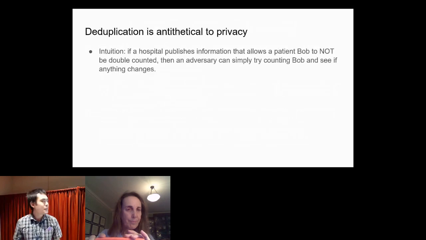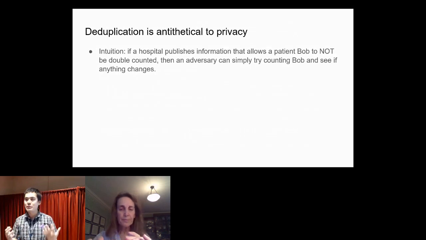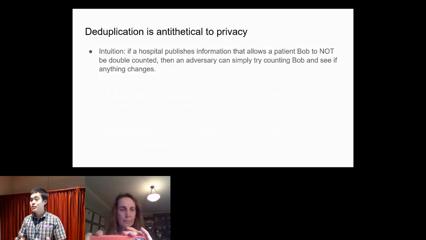And so basically, the central problem here is this problem of utility and privacy that Gamze was just talking about. Deduplication is, by its very nature, antithetical to privacy. If a hospital publishes any kind of information that allows the patient Bob to not be double counted, well, then clearly an adversary can just simply try counting Bob and see if anything changes. And so this is a fundamental problem with any kind of technique that allows you to do deduplication. And even if you add noise to it, that noise is precisely going against the deduplication. So this is sort of fundamental to what exactly is privacy in this sort of context, and how does it relate to the types of information we need. This is a bit of a contrast to something like GWAS, where you're really interested in learning something scientific about the population. Here, we're actually literally interested in counting patients. And so that makes this problem a little bit harder in this sort of framework.